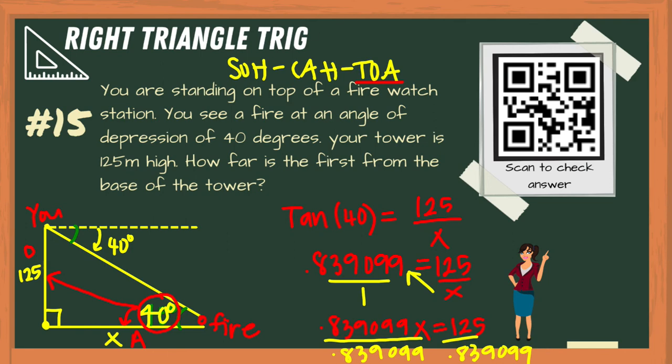And you will get your answer of x equals 148.97, and in this case, meters was the unit of measure. So the base of the tower to the fire is about 149 meters.